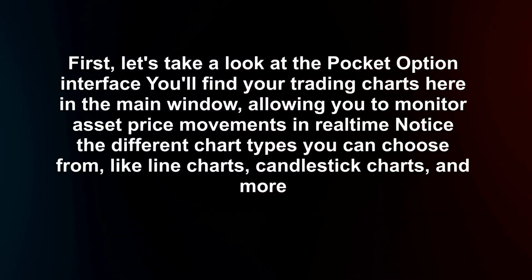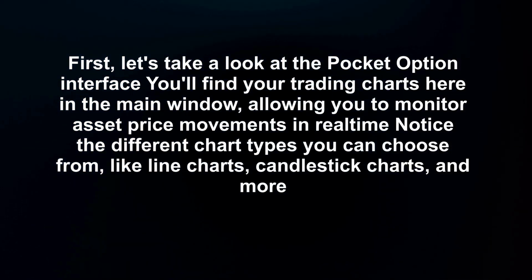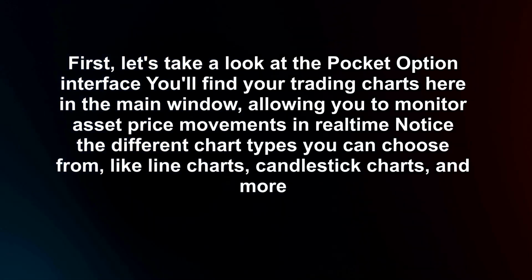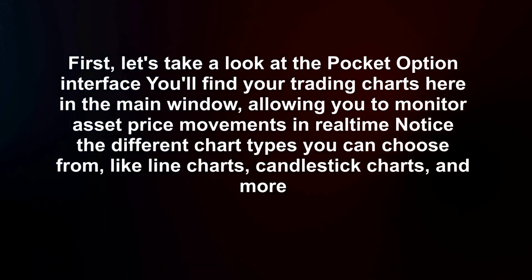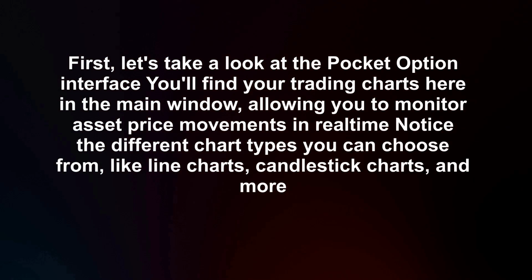First, let's take a look at the Pocket Option interface. You'll find your trading charts here in the main window, allowing you to monitor asset price movements in real time. Notice the different chart types you can choose from, like line charts, candlestick charts, and more.